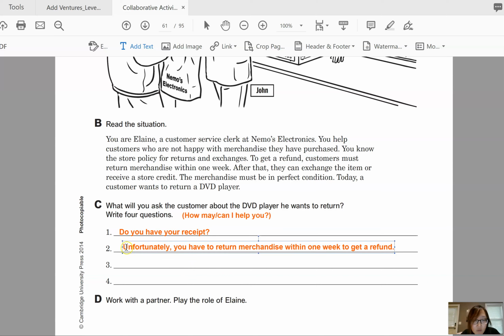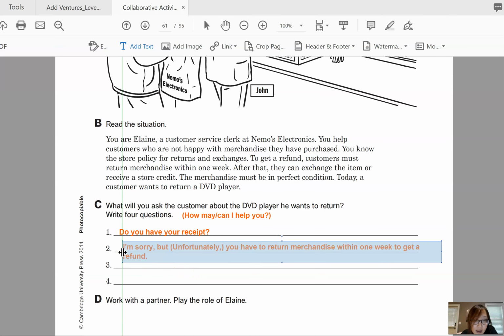So she might say "unfortunately," or probably a very common phrase would be "I'm so sorry, but," or you can say "I'm sorry." Okay, so you can say that, or here, that's kind of confusing, so let's do this. Okay. "I'm sorry, but you have to return merchandise within 1 week to get a refund."